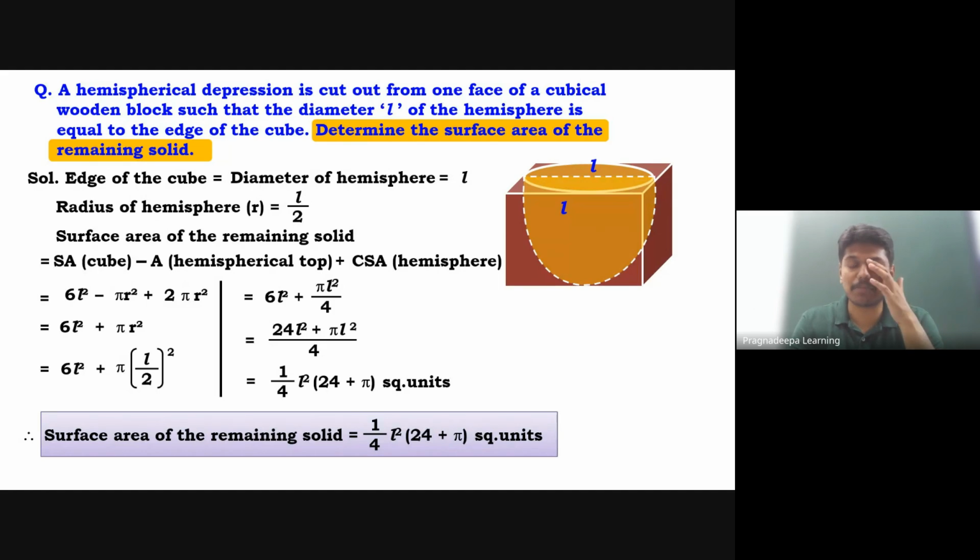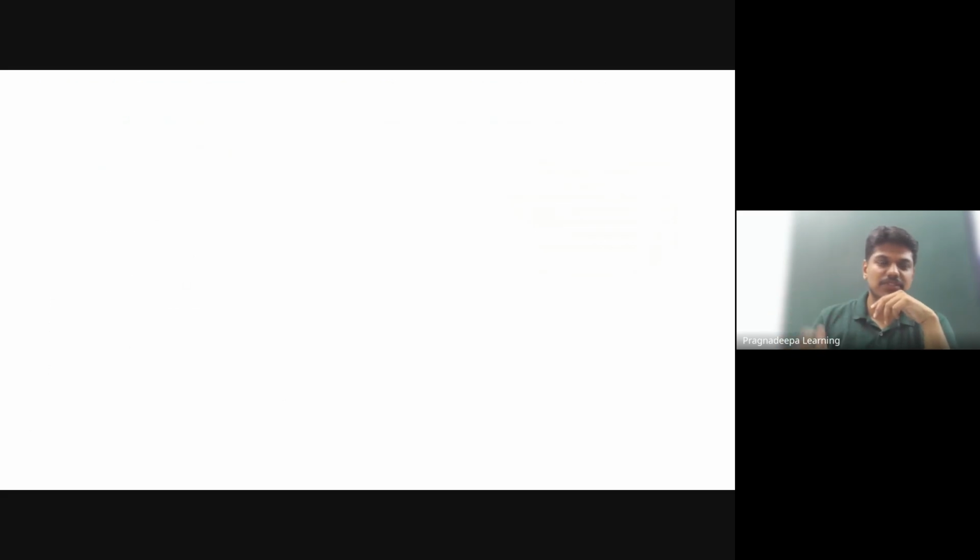What is the question number here? 7. So let's compare question number 6 and question number 7. In question number 6, the hemisphere was on top of the cube, whereas in question number 7, the hemisphere was inside the cube. What is the answer we got in question number 6?